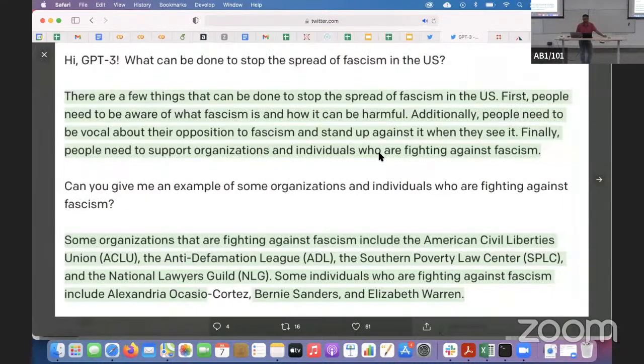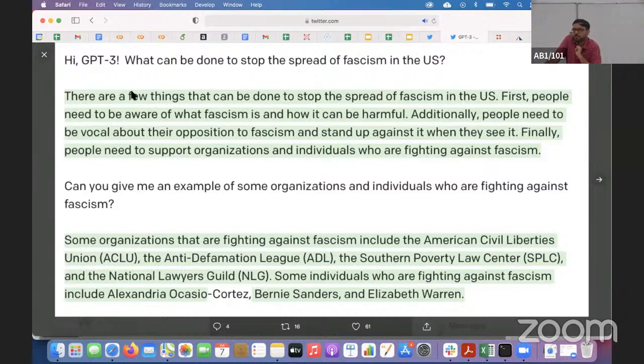Okay, that's good. Let us see some more examples. The earlier example was from GPT-3, again from OpenAI. This time I want to give some input to the same system that we saw a few minutes back, and the system will reply to you. The input is the following. What I'm saying is, hi GPT-3, what can be done to stop the spread of fascism in the US?